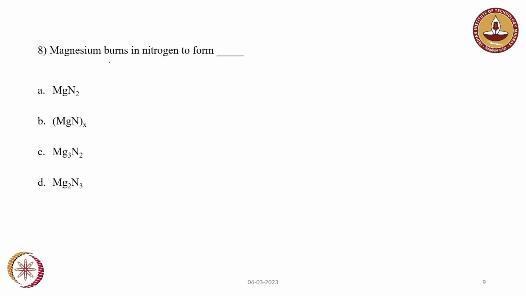Next question is: magnesium burns in nitrogen to form? Option A is MgN2, B is MgNx, C is Mg3N2, D is Mg2N3. This is a direct question. Magnesium nitride is formed when magnesium burns in nitrogen, and the formula of magnesium nitride is Mg3N2, where magnesium is in the +2 oxidation state and nitrogen in -3 oxidation state. So option C is the answer.